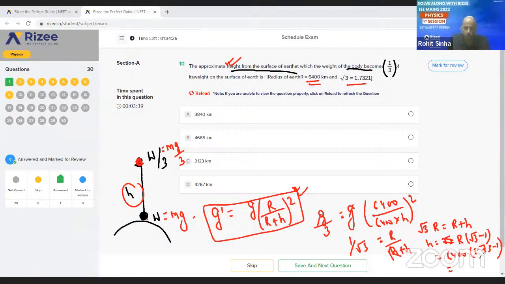0.73. Now 6400 into 0.73, after solving it you will get your answer as 4685. Approximate answer, I think you will get this answer only. Any problem to anyone, you can ask here. Any problem? So let's move to the next question. Okay, let's move to the next question.